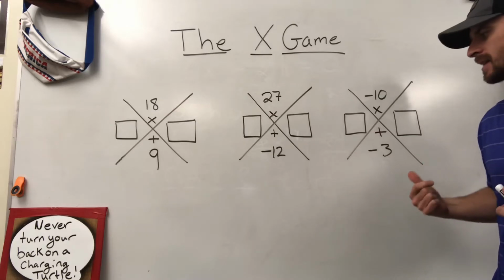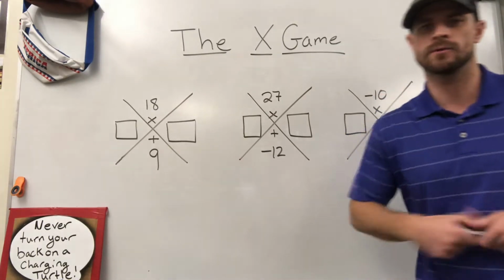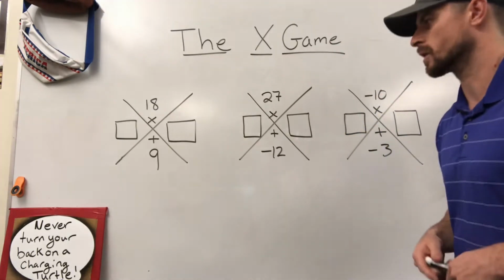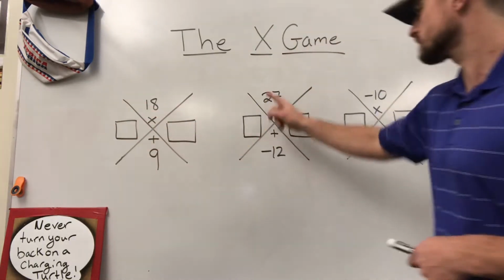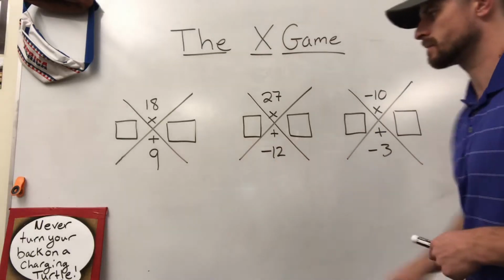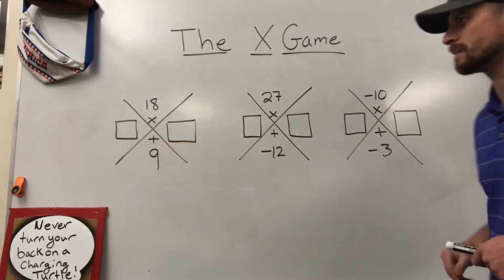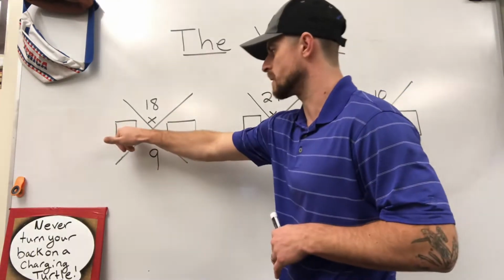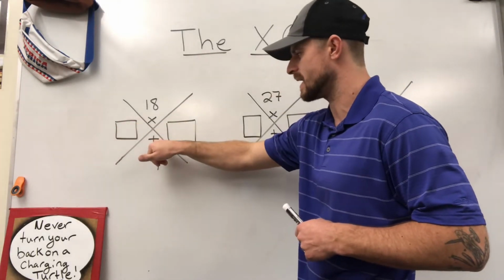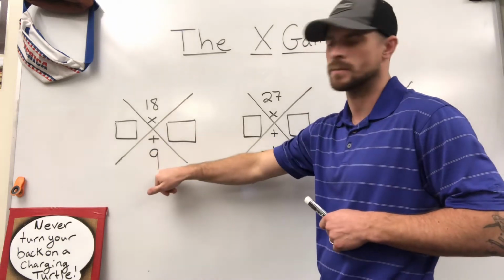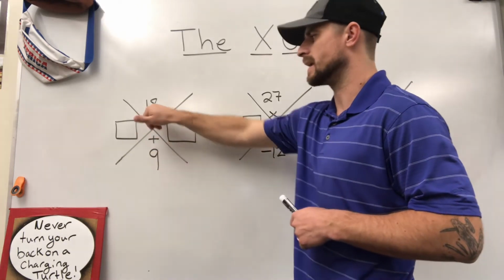I like to play the X game for an entry test right before I give my very first lesson on factoring, and this is how it works. You draw an X, okay? These are three separate problems. Problem 1, problem 2, problem 3. What we're trying to do is find two numbers, a number here and a number there, that when added together, we're gonna get 9. But when we multiply them together, we get 18.